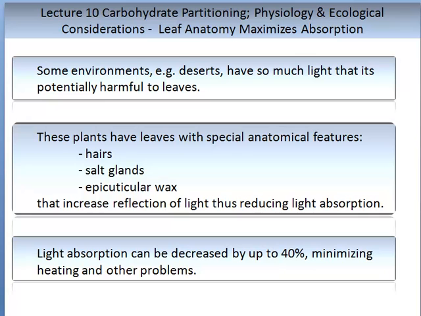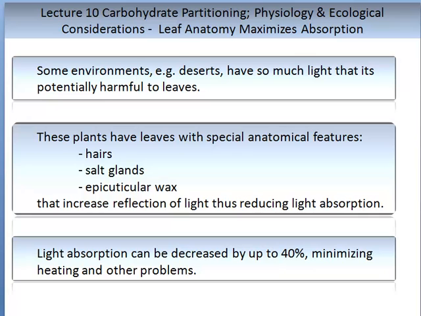The strategies that we have just talked about are strategies that enable plants to optimize light and the use of light. However, there are some environments, for example deserts, where there is much light around, and this can be potentially harmful to the leaves. These plants have leaves where special anatomical features occur. They have hairs, they can have salt glands, and they can have an epicuticular wax layer. All of these characteristics increase reflection of light, thus reducing light absorption.